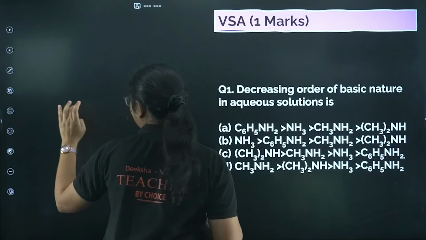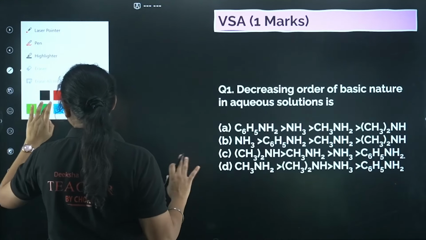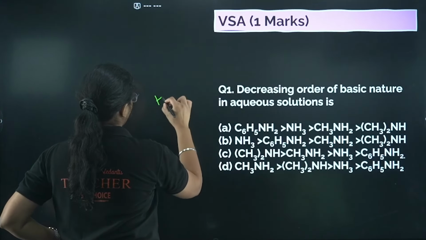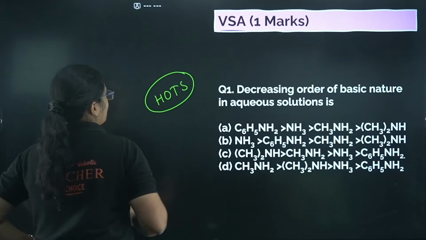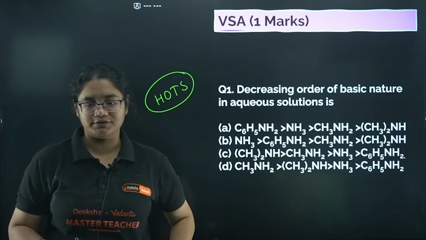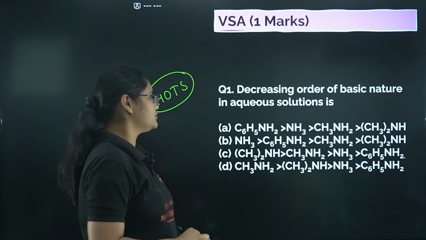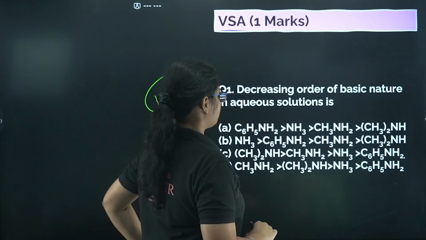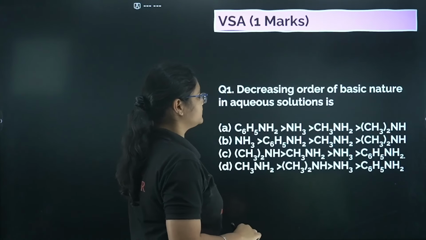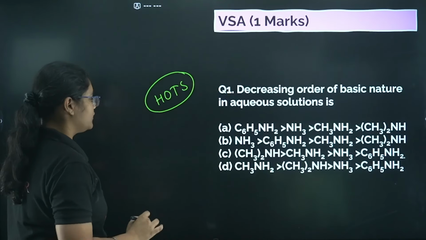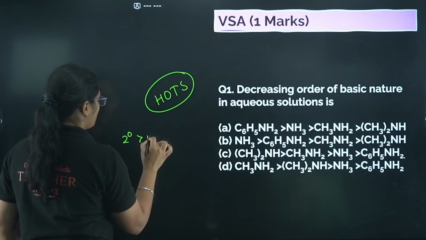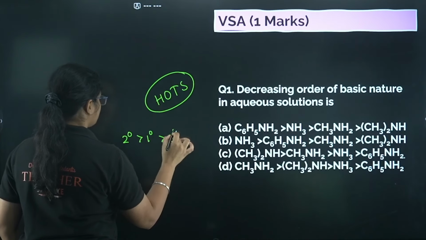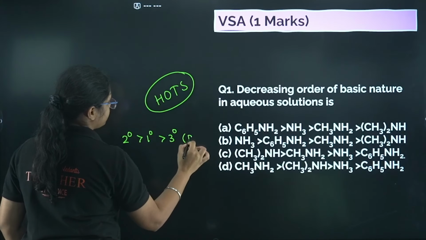I'll be giving you all the MCQs first. All the MCQs here are of HOTS level, that is, higher order thinking questions. Let us start the first question: decreasing order of basic nature in aqueous solution is. Here you should remember the basicity order is 2 degree, 1 degree, 3 degree, if the R group is methyl.